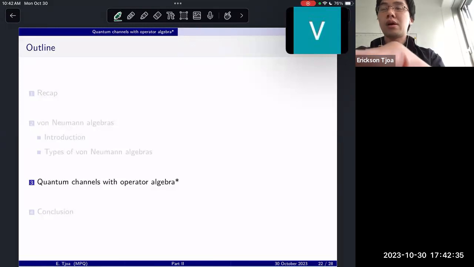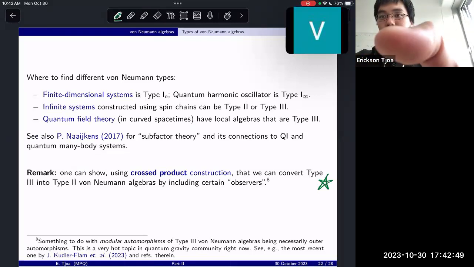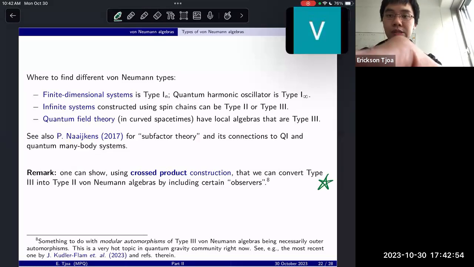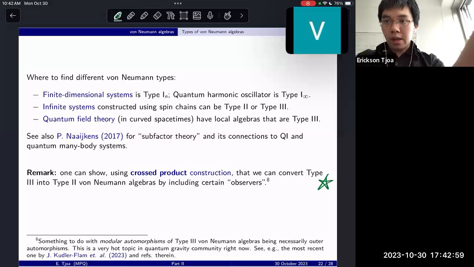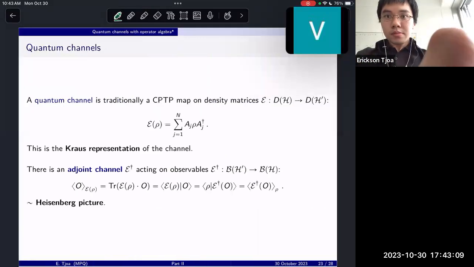I'm almost done, so I'm just going to close this. First of all, I would say that at this point it is sort of like a cliffhanger. I think there's no real way to finish the topic of von Neumann algebras at the introductory level without going through what we call the Tomita-Takesaki modular theory, which I'm going to do in two weeks. But before I leave the cliffhanger, I'm going to talk a little bit about quantum channels with operator algebras.